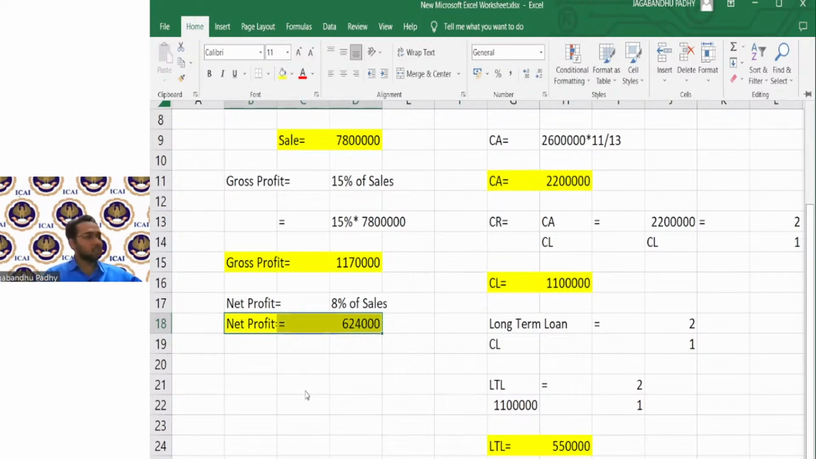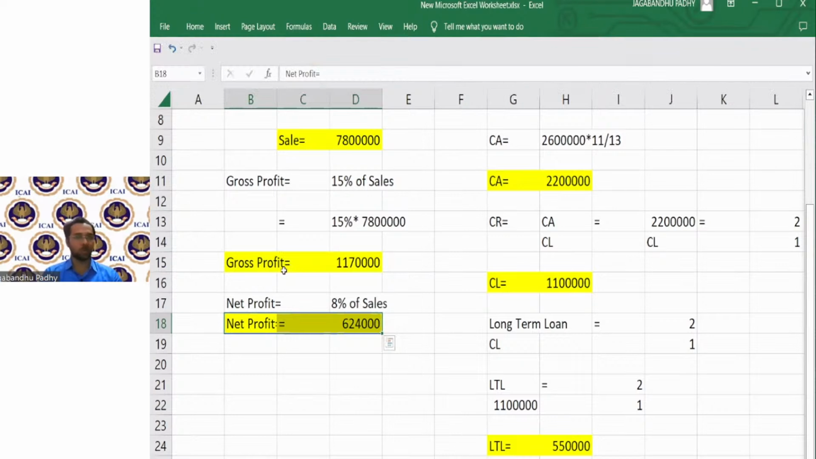Then we have raw material consumed, given in the question, is 20% of works cost. Now, of course, the works cost will comprise raw material, wages, and some other production costs also. So we need to check how we get that works cost. It is 20% of works cost. But ideally, works cost is going to be based on our gross profit.